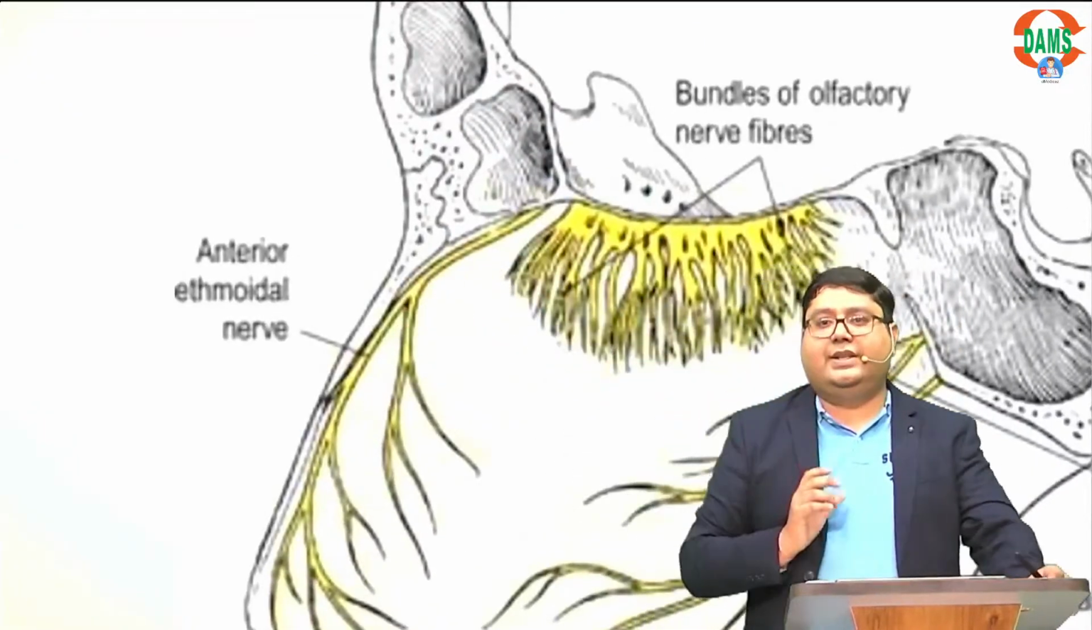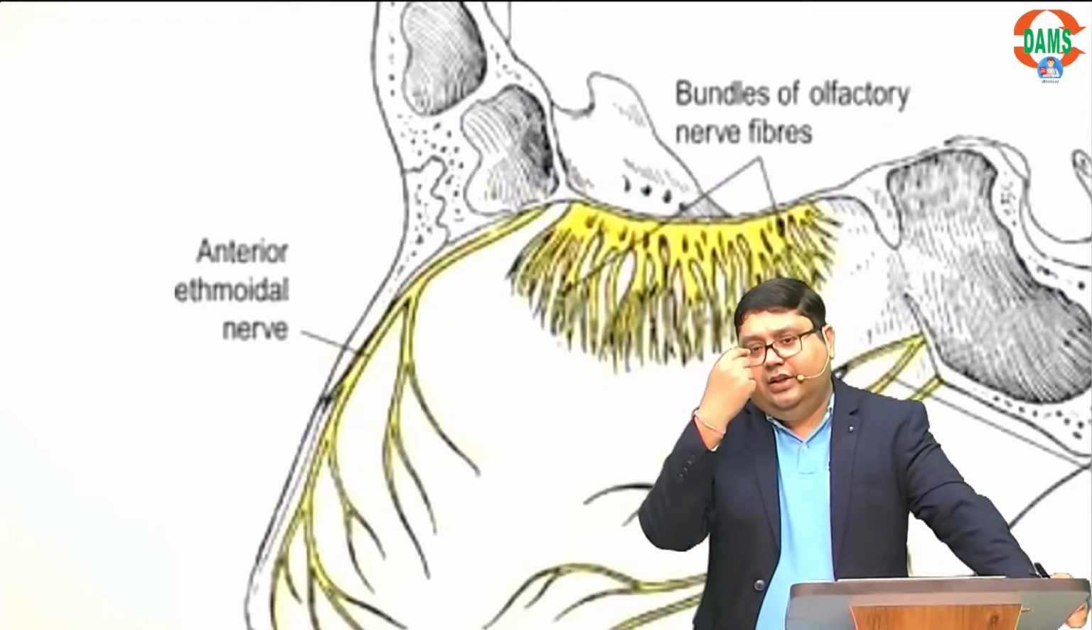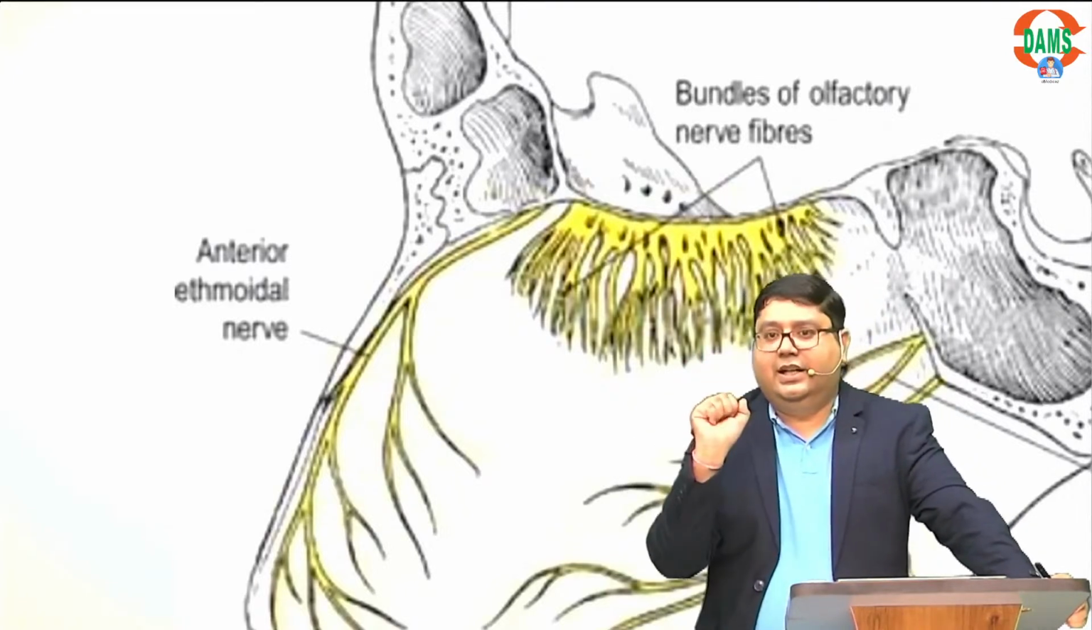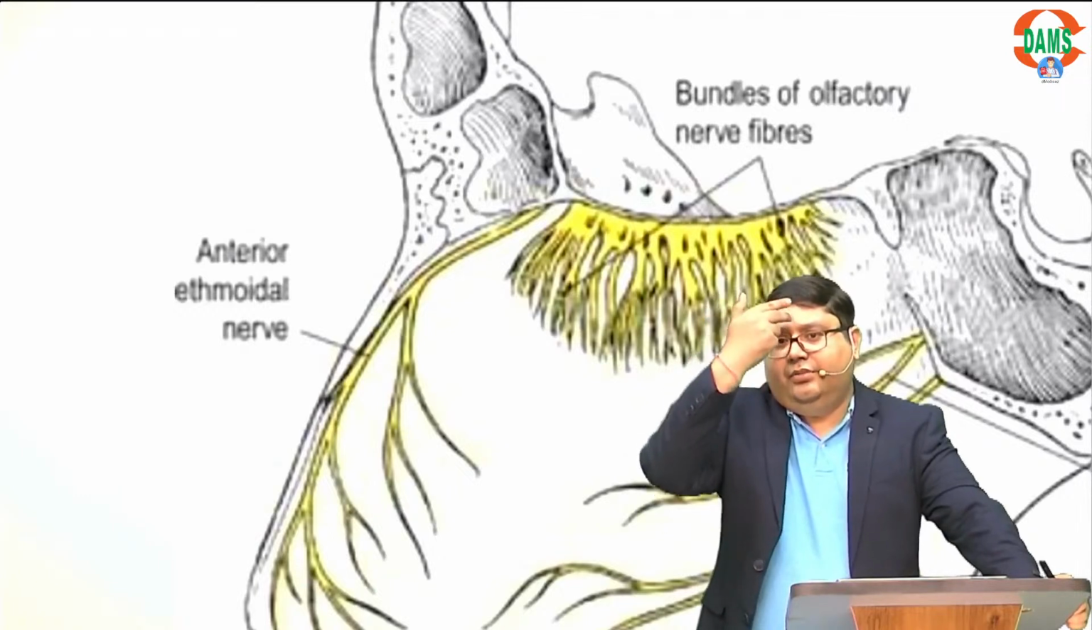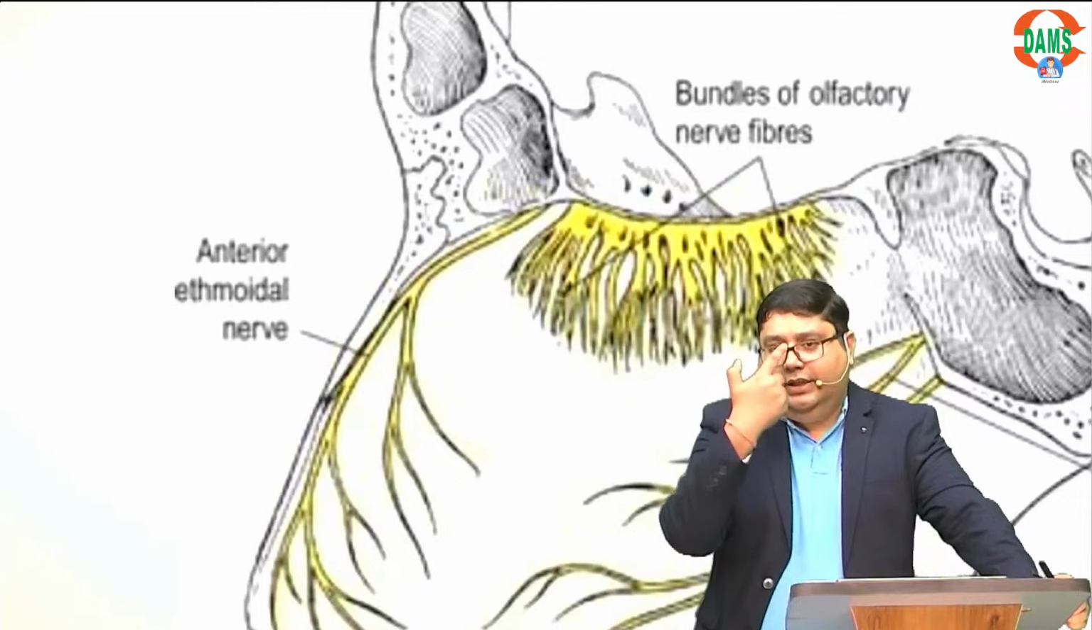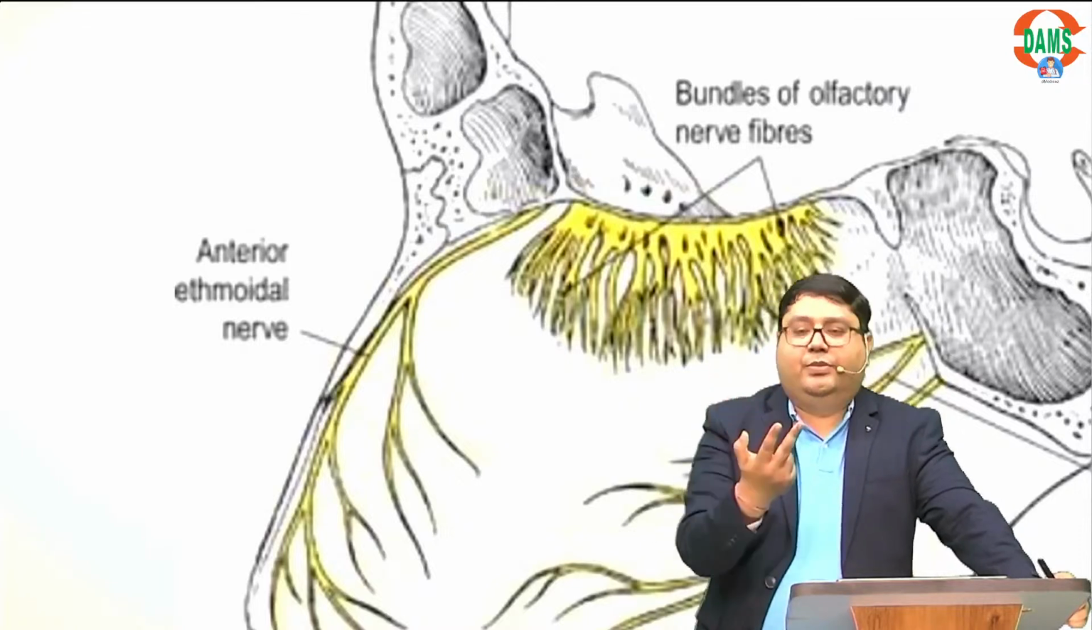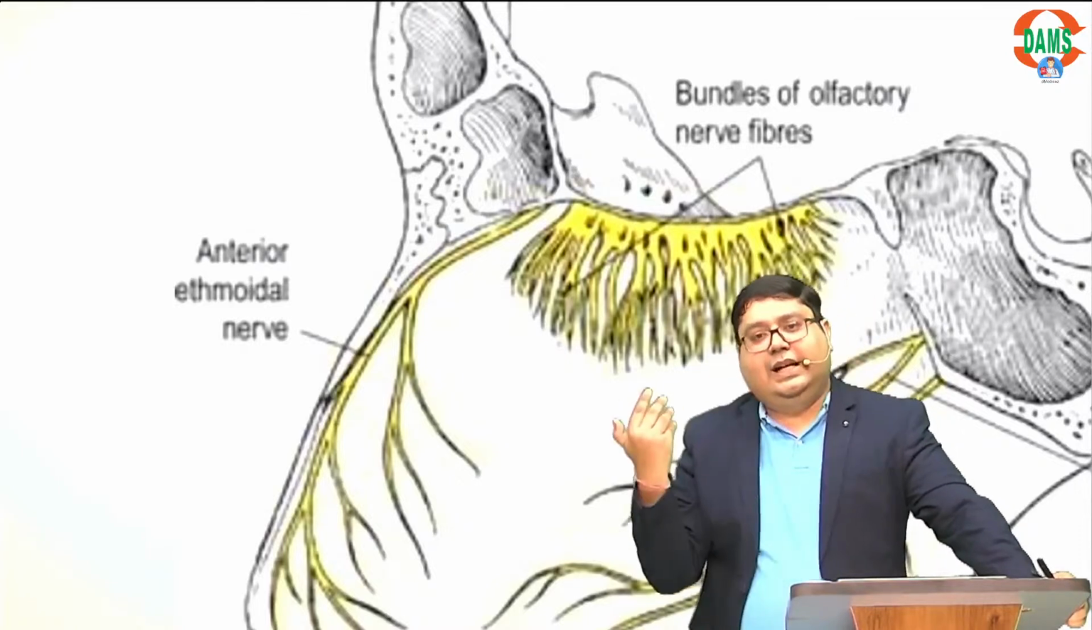Let me show you what is happening. In the orbit, the nerves were there because our nerve has entered into the orbit. From there, they have entered the cranial fossa. Then from there to the nasal cavity. In the nasal cavity, they will be giving two branches. One is medial, one is lateral.